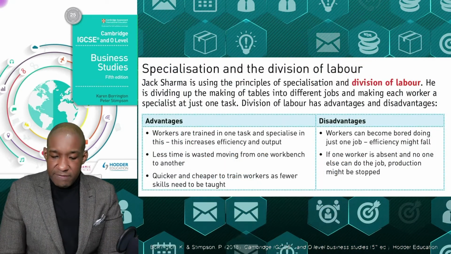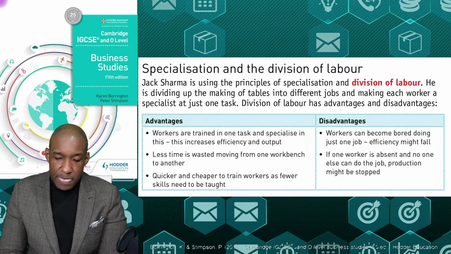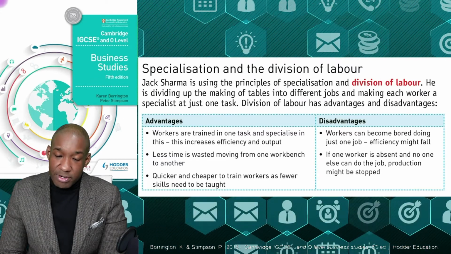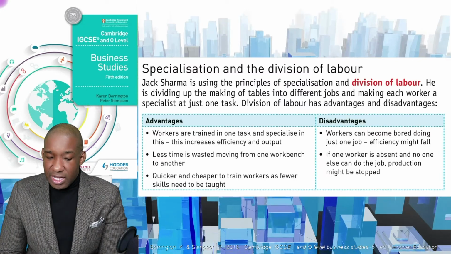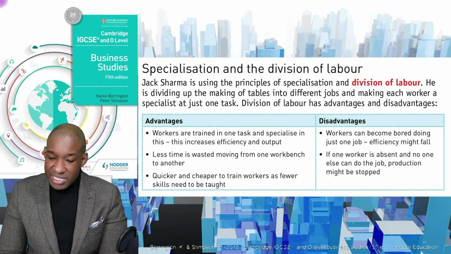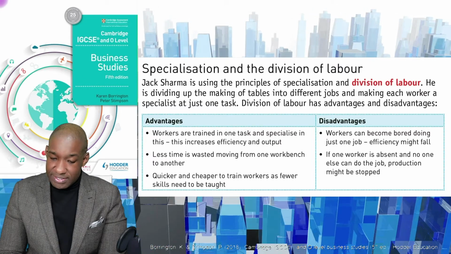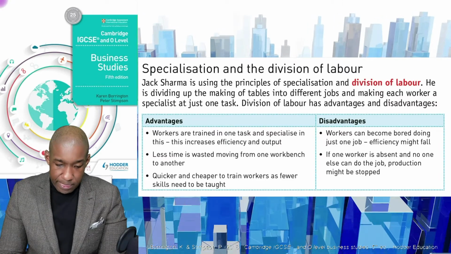Specialization and the division of labor. Jack Sharma, and that's the second one at the bottom, is using the principles of specialization and division of labor, also in red. He is dividing up the making of tables into different jobs and making each worker a specialist at just one task. Division of labor has advantages and disadvantages.